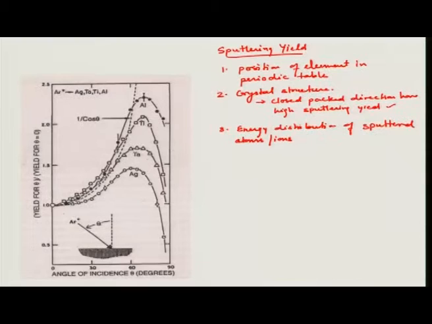So, the energy distribution of sputtered atoms lies around 2 to 7 electron volts. And of course you can adjust this by adjusting the energy of the ions that you are bombarding on the surface of the target. It also depends on the angular distribution of sputtered atoms.